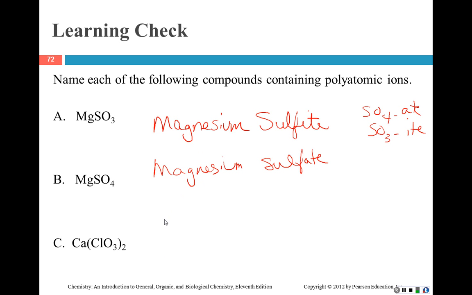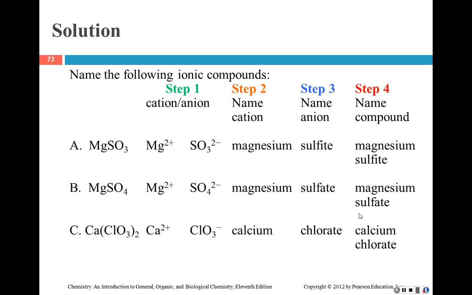This one is calcium, all right, ClO3. And that one, if you recall, there's 4 different ones. This one is the chlorate, as opposed to hypochlorite, perchlorate, chlorite, and so on. Okay? Let's see how we did. And we did pretty good. Okay.